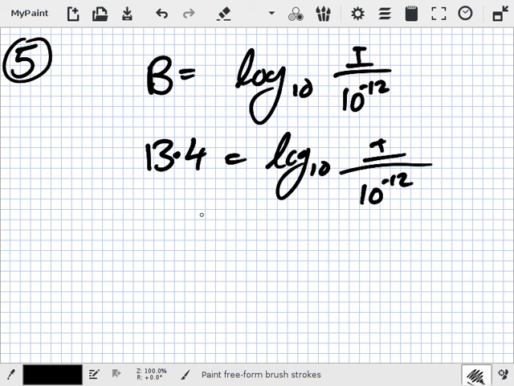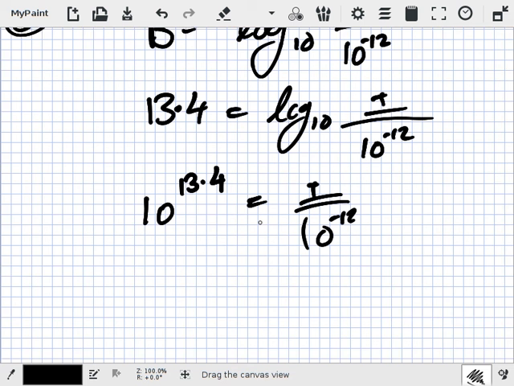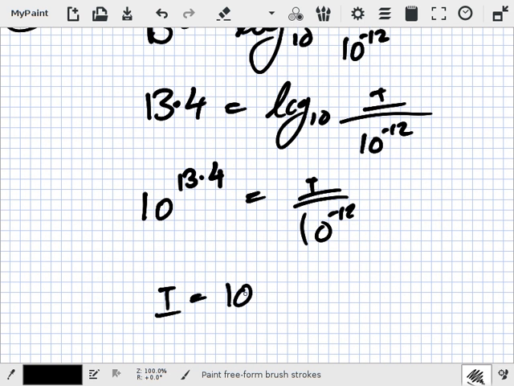10 to the power. So 10 to the power of 13.4 equals I over 10 to the minus 12. Because remember what you're saying here, you're saying 10 to the power of 13.4 is equal to this. So then you get I is 10 to the 13.4 times 10 to the minus 12. 13.4, minus 12, so that's 10 to the 1.4.